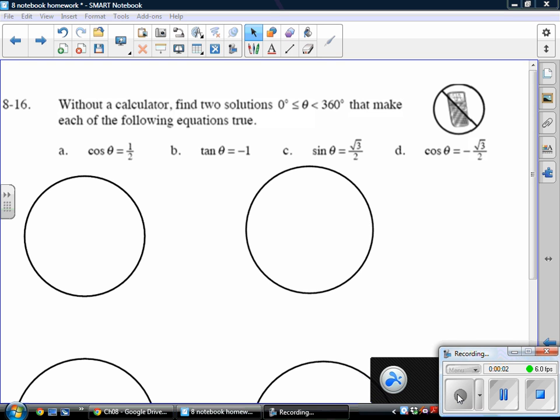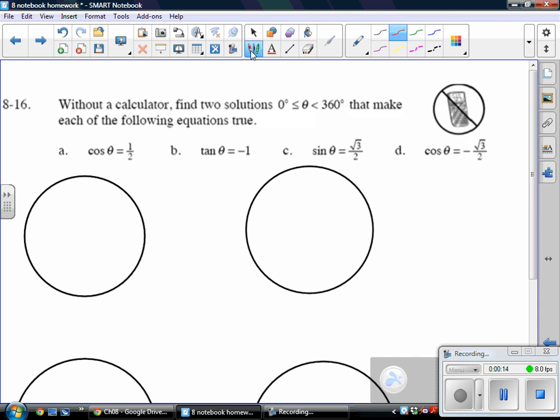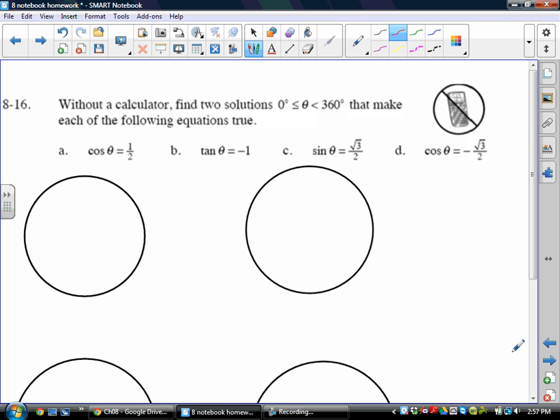This is problem 8-16 from section 8.1.1. Without a calculator, find two solutions between 0 and 360 degrees, which means just one time around the circle, that make each of the following equations true. So the first one we have is cosine is 1/2.